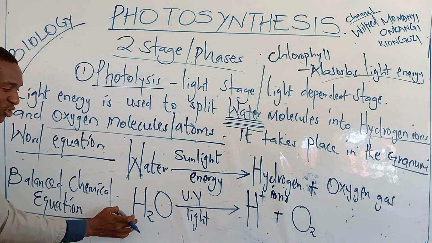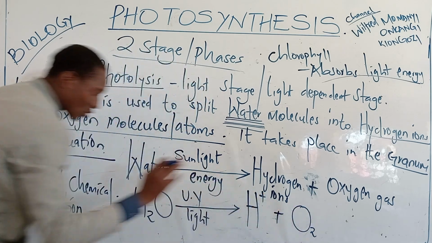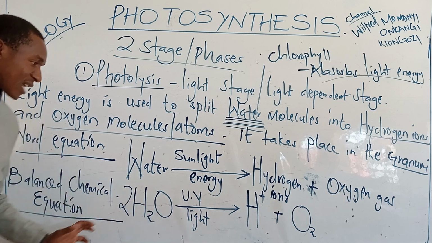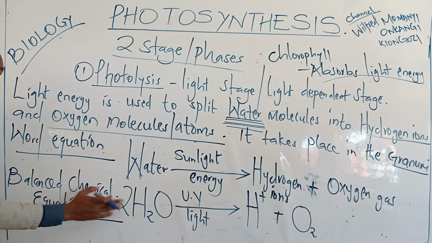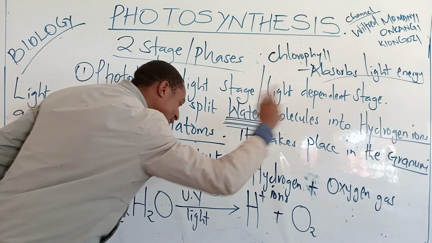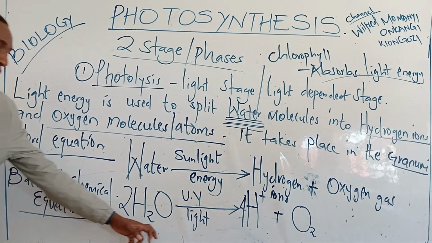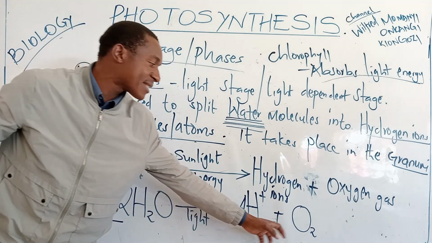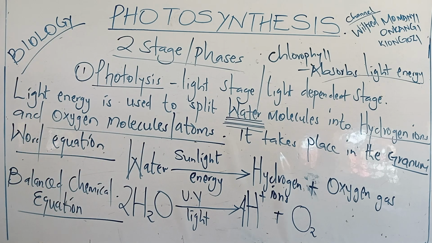Let us start with oxygens. We have two oxygens on the right, so we put 2 here so that we have 2 on this side. Now that has affected the hydrogen atoms. We have 2 times 2, which is 4, and we have only 1 on the right-hand side, so you put your 4 there. 2 molecules of water are split into 4 hydrogen ions plus a molecule of oxygen. This is the whole process of photolysis.